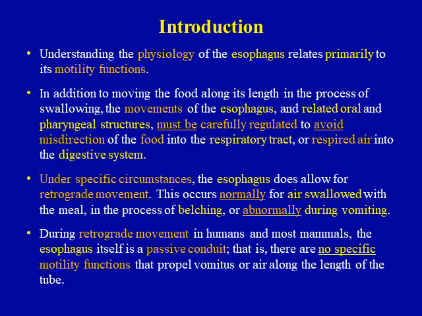During the retrograde movement in humans and most mammals, the esophagus itself is a passive conduit. That is, there are no specific motility functions that propel the vomitus or air along the length of the tube, which means that the esophagus during vomiting is completely relaxed. There are no contractions, no peristalsis or retroperistalsis that happen in the esophagus during vomiting, and I will stress this concept at the end of this lecture when we discuss the process of vomiting.